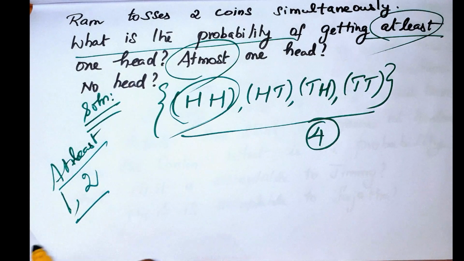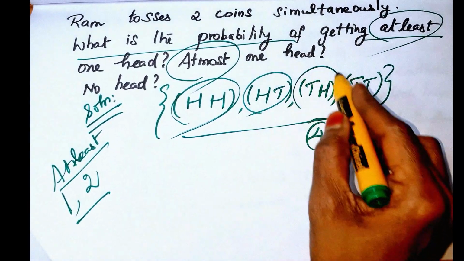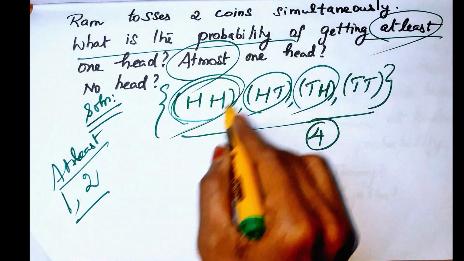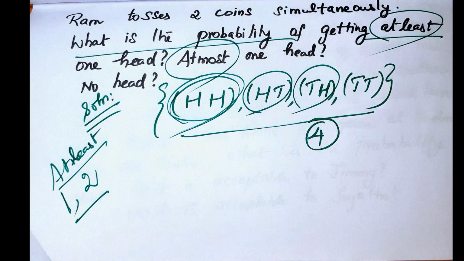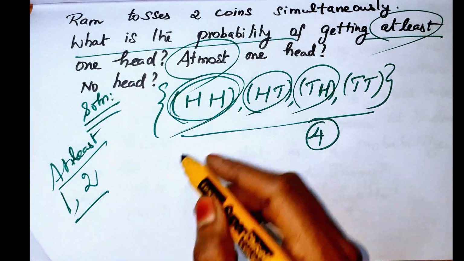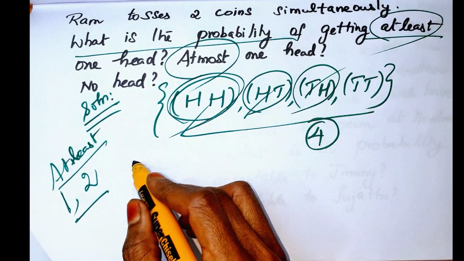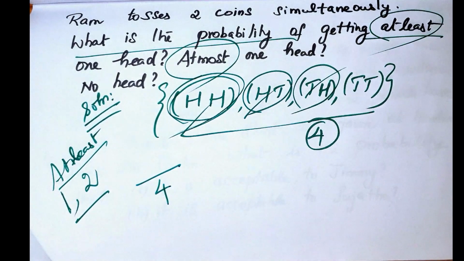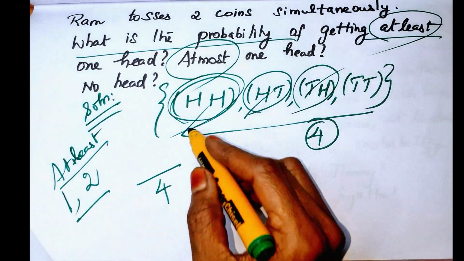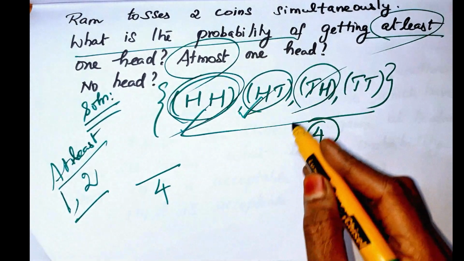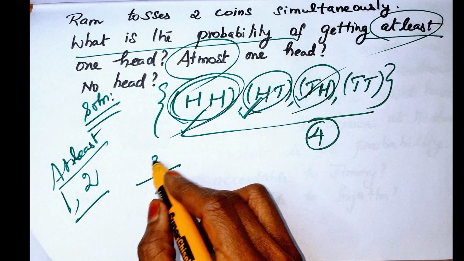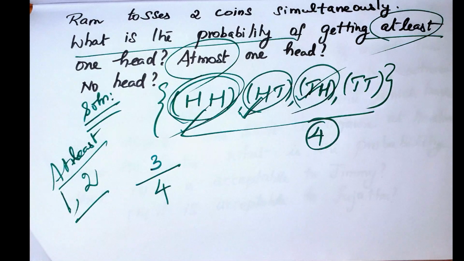Okay, so for 1 head we have one option here, the other one here, and for 2 heads we have one option. So totally how many options do we have? 1, 2 and 3. Am I right? Yes, 1, 2 and 3. So probability of getting at least one head: total number of outcomes is 4, and the favorable number of cases is 3, so 3 by 4. So what we are looking for is the favorable outcome in this problem.